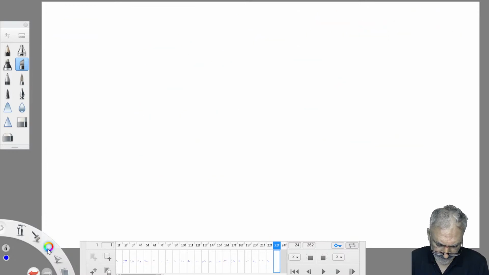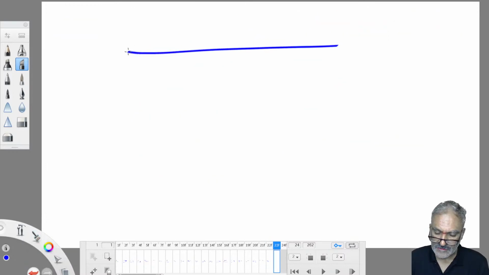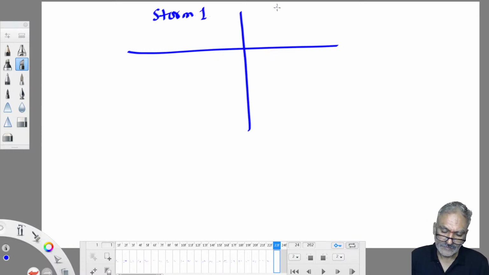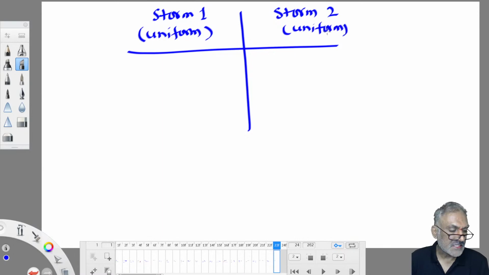Two different storms occurring at different time periods in a catchment. This is storm 1. Storm 1 information is given. Using storm 1 information for the same catchment, you have to work out something related to storm 2. This is also a uniform storm because intensities are not changing. A 4-hour storm, so T1 is equal to 4 hours.